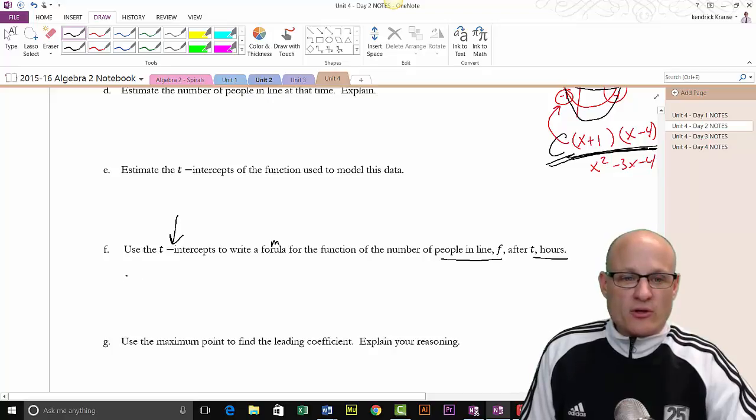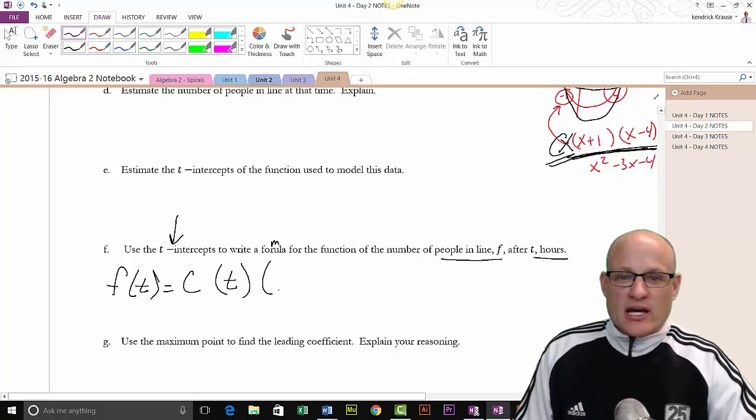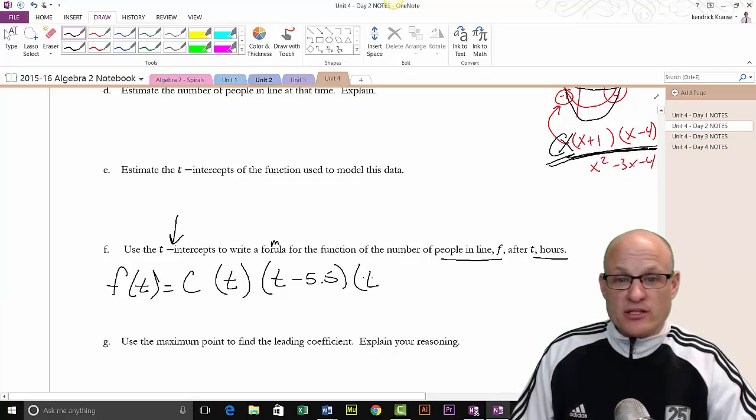Well, here's how it's going to work. F of t is going to equal, now again, I don't know what this constant is, but I know what my roots are. My roots are t. Remember, if I put a t out here, x out here, that means 0 is one of my roots. I said 5.5, so t minus 5.5. It's minus because a positive 5.5 is one of my roots. And 33 was my other root, t minus 33.